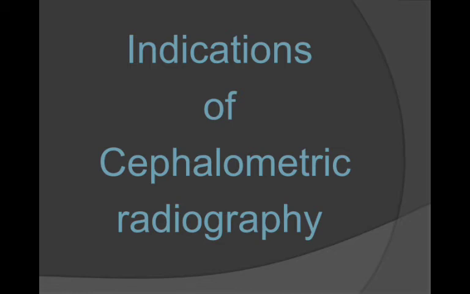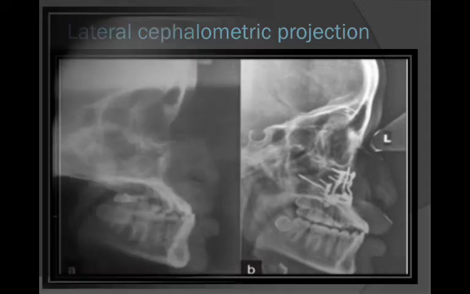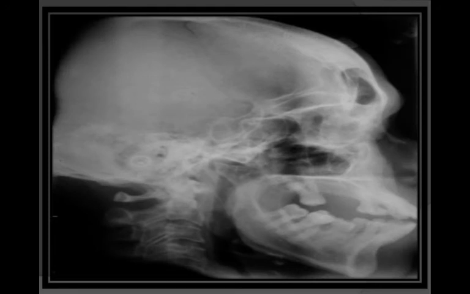Indication of cephalometric radiography: we have lateral cephalometric projection. Here indication for middle third facial fracture. Image A is before fracture, B is fracture in the maxillary bone. Here we see the sinuses in the lateral cephalometric projection. We have the frontal sinus, maxillary sinus and sphenoidal sinus. Here these sinuses are clear.